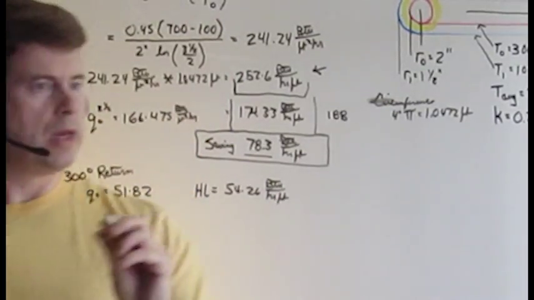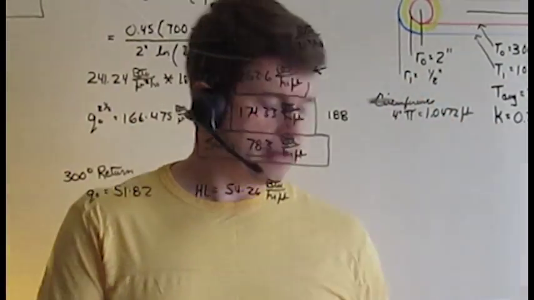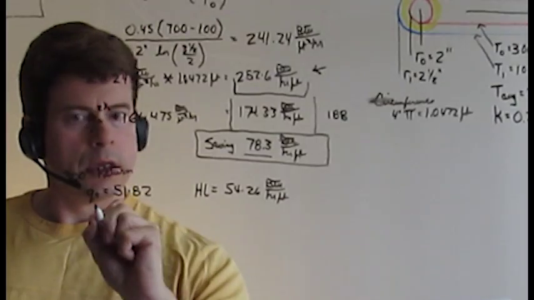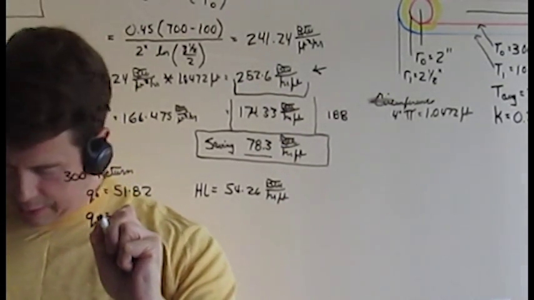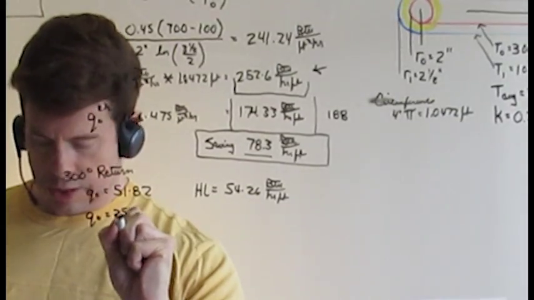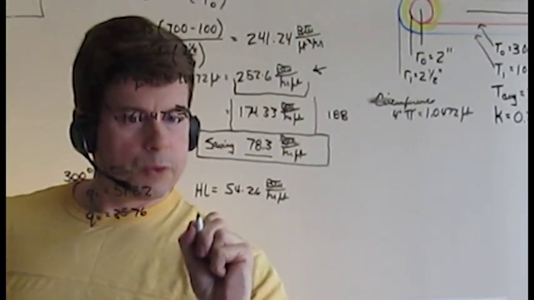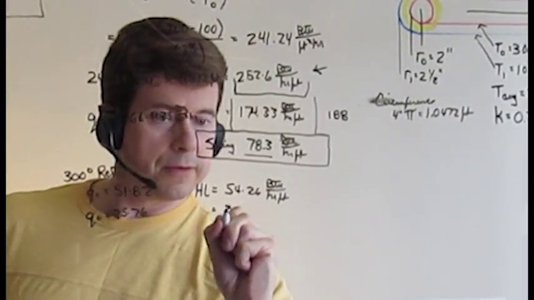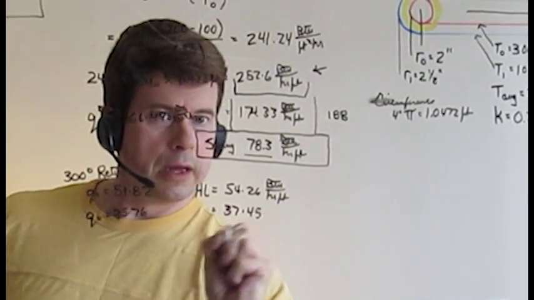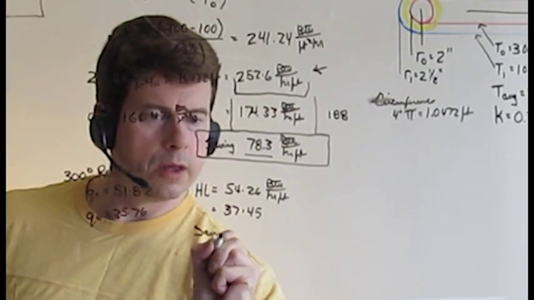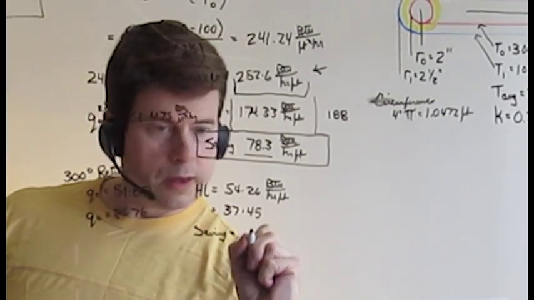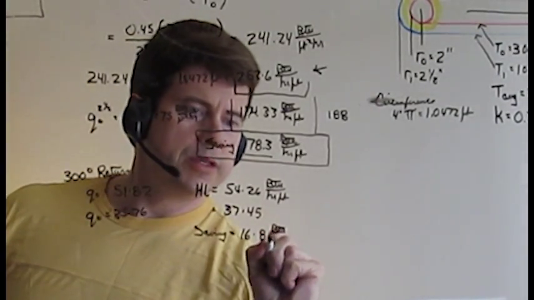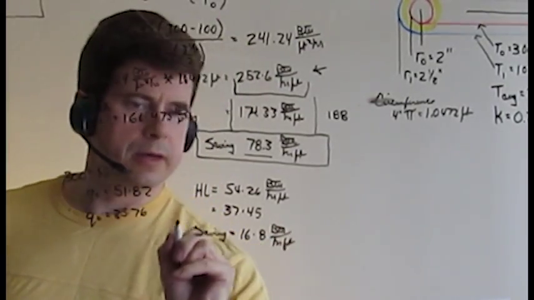And then changing out, if this were upgraded to 2.5 inches, we now get our Q0 equal to 35.76, with our heat loss now equal to 37.45. And in this case, the savings is 16.8 BTU per hour per foot.